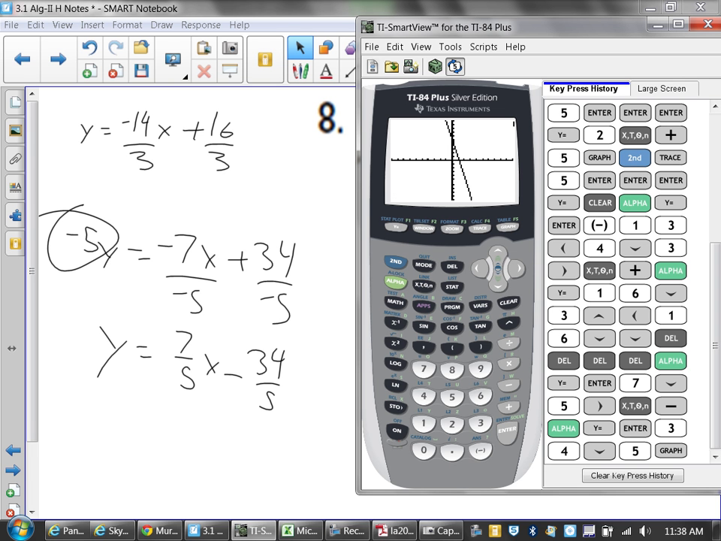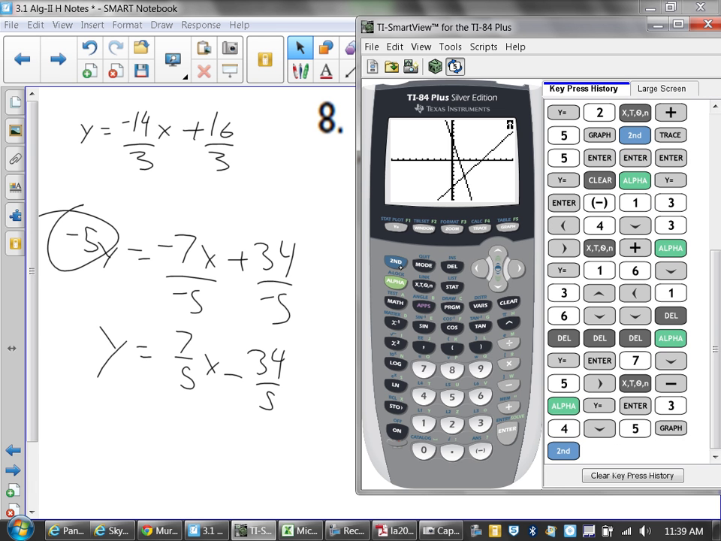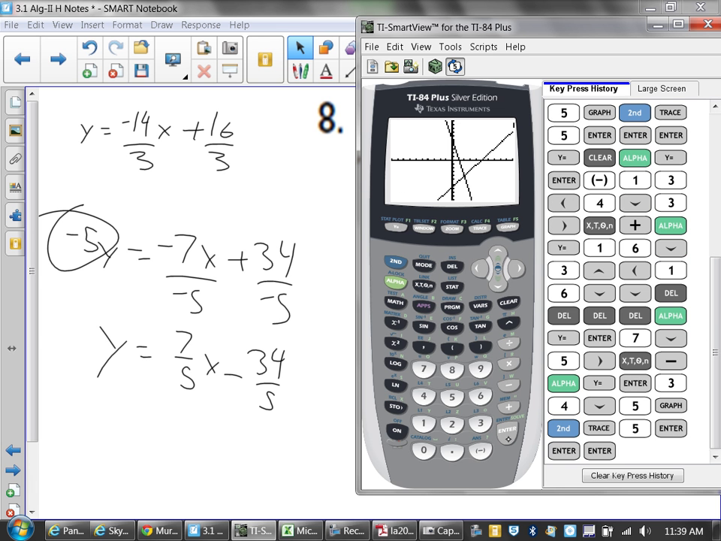Nice. Where's your other one? Takes a second for it to show up. Now, it's just a matter of hitting all the buttons. Second, calculate, 5, enter, enter, enter. Negative 2, or excuse me, 2, negative 4.